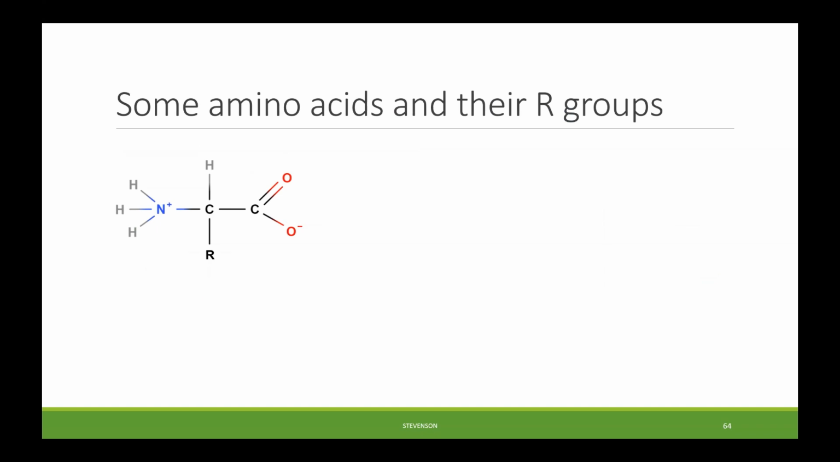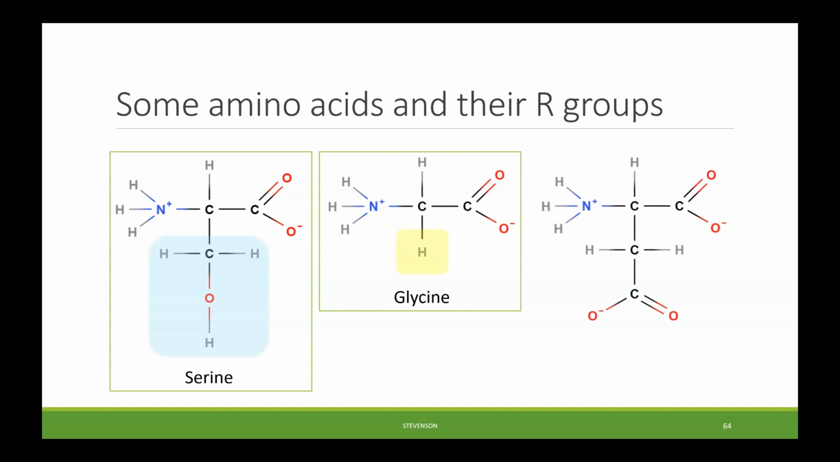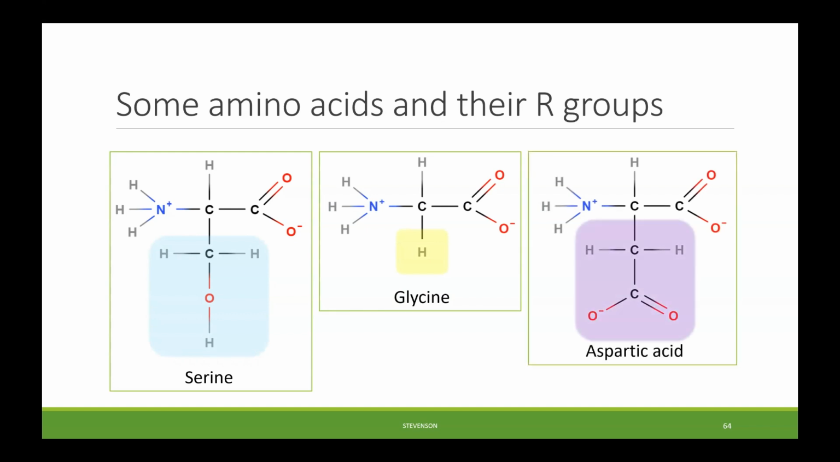So this amino acid is called serine. Its R group is made up of a carbon attached to 2 hydrogens and an oxygen, and then the oxygen is attached to another hydrogen. Here's another one. This is glycine. Glycine has the smallest and simplest R group of any amino acid. It's just a hydrogen atom. And then the third one you see on the screen is called aspartic acid. It has an R group that starts with a carbon bonded to 2 hydrogens, and then it ends with another one of those carboxylic acid groups.